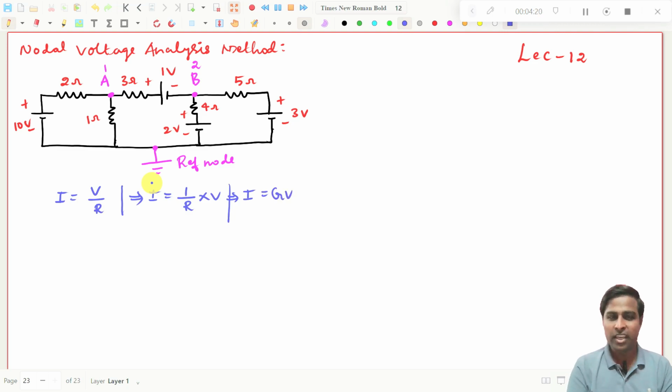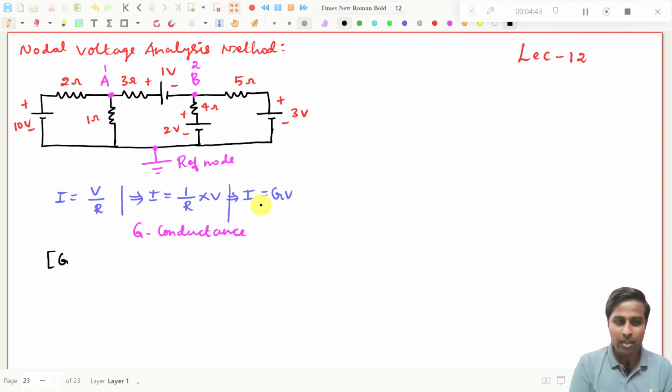What is G? G is nothing but conductance. Conductance is the inverse of resistance. So the I expression can be written as G into V. Now you come here. What we can do? Matrix G multiplied with matrix V will give you matrix I.